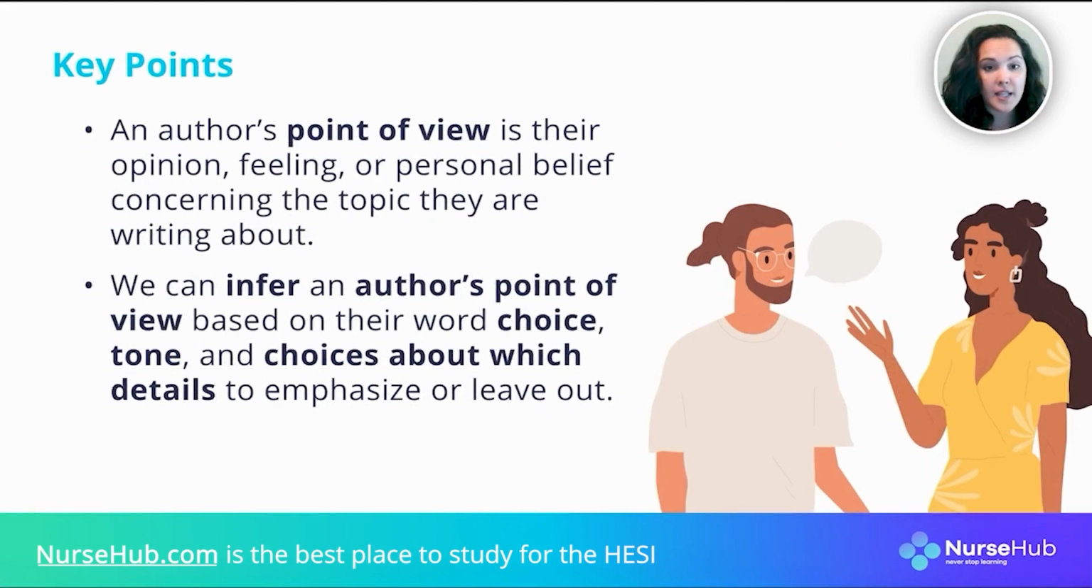Okay, next let's go ahead and take a look at these key points. An author's point of view, again, is their opinion. So it's how they feel about what's happening. We can infer author's point of view based on their word choice, tone, and choices about which details they choose to emphasize or leave out in a text.